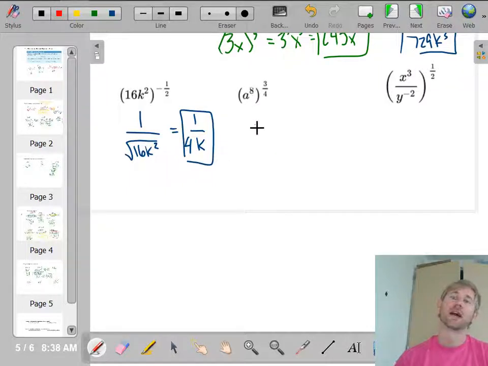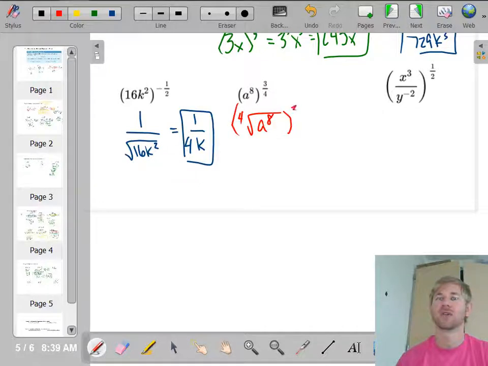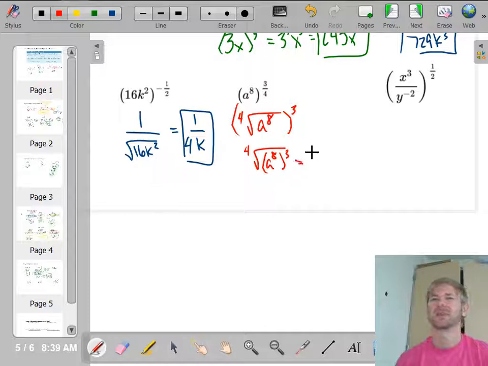Now, you can do this a couple ways. Let's just leave it alone and kind of say, what's the 4th root of a to the 8th, all cubed? Let's see if we can figure this one out. Or maybe it would be better to do this: a to the 8 cubed. So which one do we like? You know what? I think I like this one.